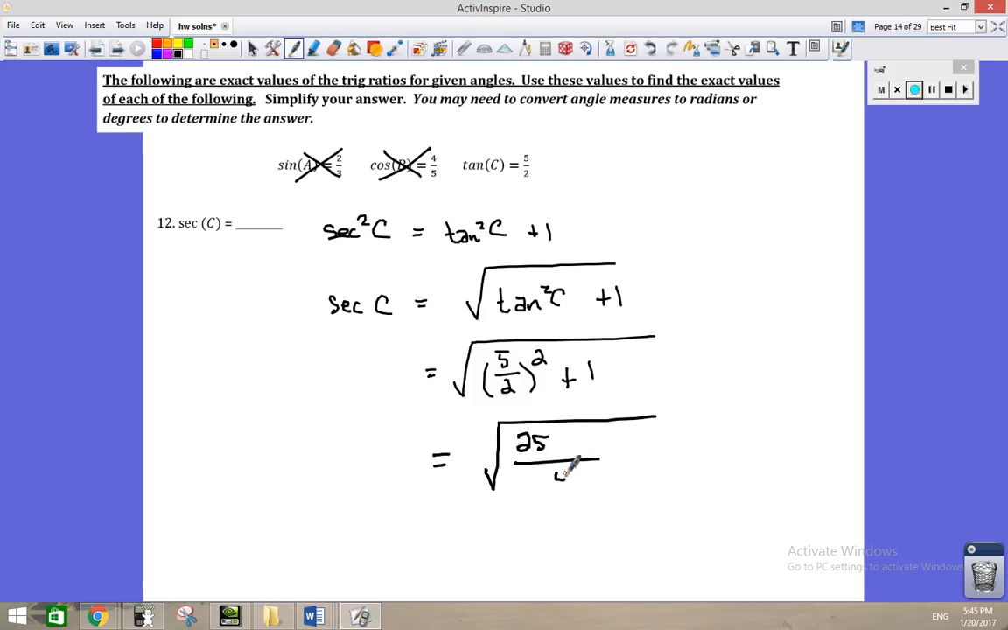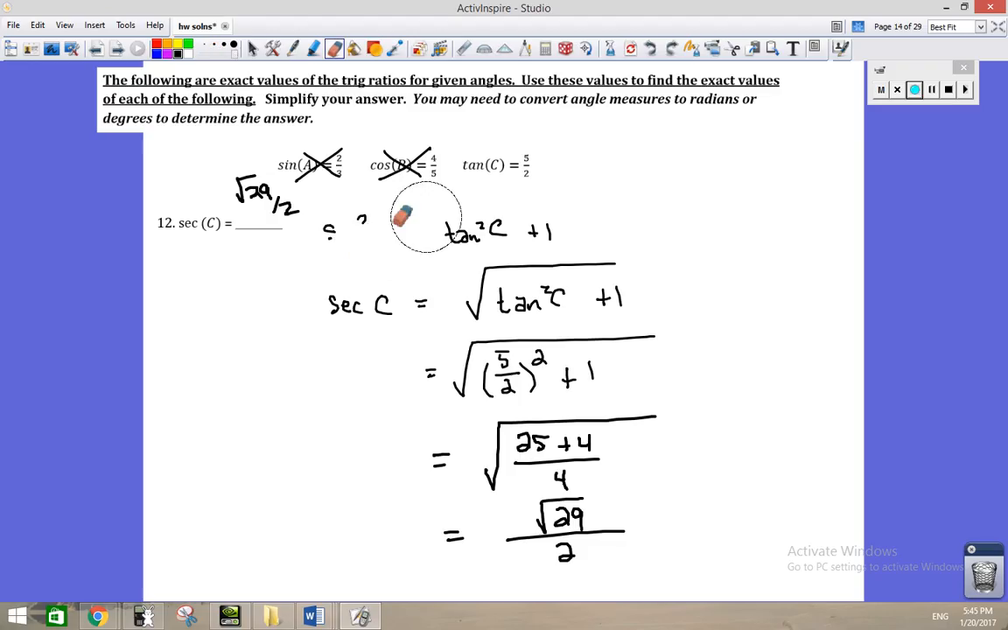Let's get a common denominator, 4. So the square root of 4 is 2, but I can't simplify the square root of 29. So I'm getting the square root of 29 over 2. Now, that's using identity. What if I had just jumped in and used a right triangle? So let's do this again.